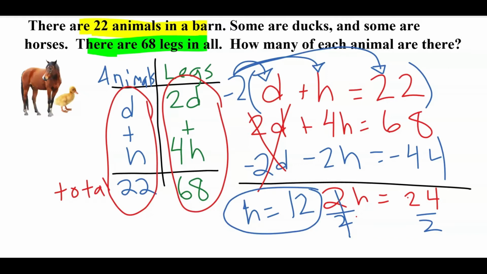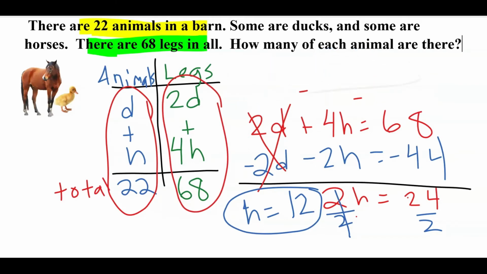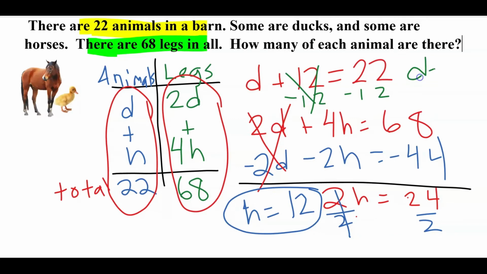In other words, out of those 22 animals, 12 of them were horses. I can use that information to solve for how many ducks there were. If there's only 22 animals, I'm just going to subtract the 12 from 22. Let's go up to that original equation: d plus h equals 22. Now it becomes d plus 12 equals 22, because we know h is 12. I would just subtract 12 from both sides, and that's going to give me d equals 10.